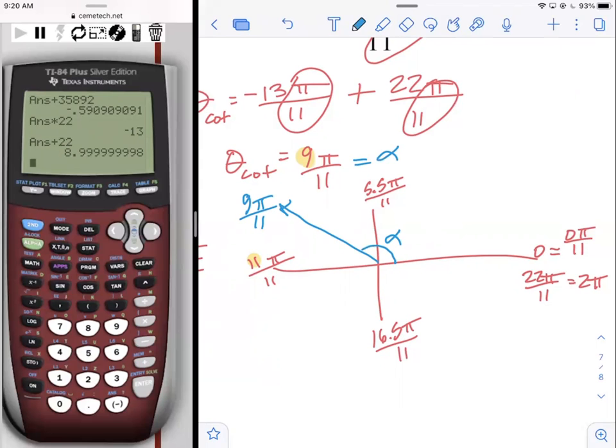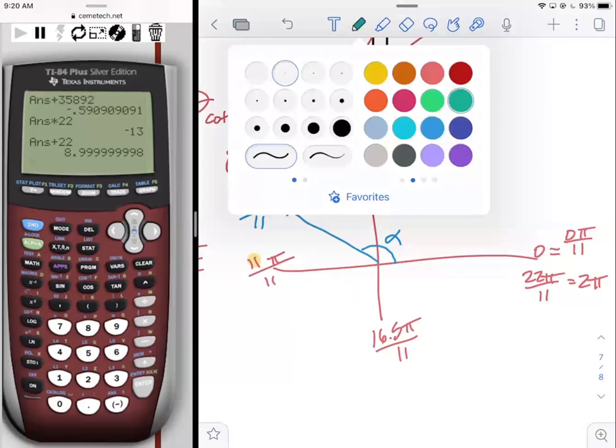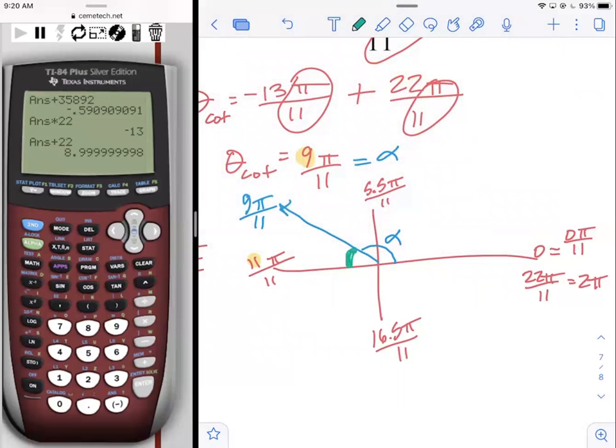And now you're like, okay, I got to get to the x-axis. That's my reference angle. I'm either short of it or I've gone past it. In this case, I'm short of it. I'm at 9. I got to get to 11, which means I have to go how many more? 2. There you go. So the reference angle, theta ref, which of course we're calling bubba beta, is 2 pi elevenths.